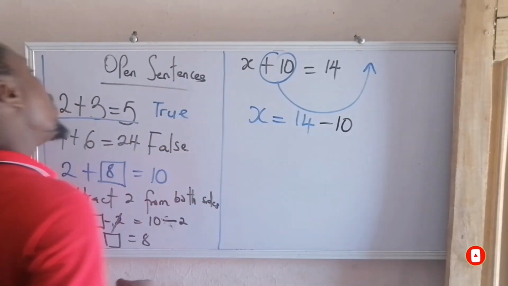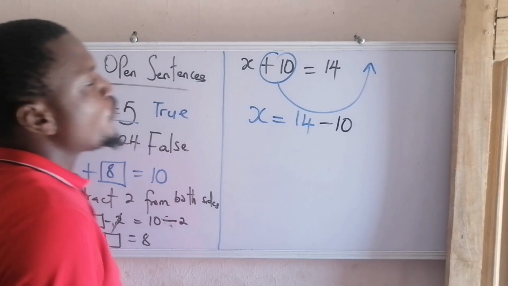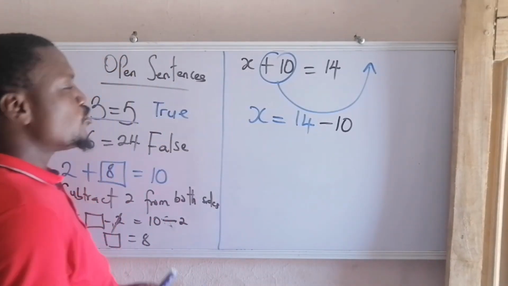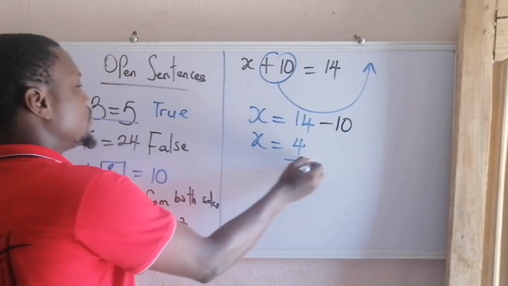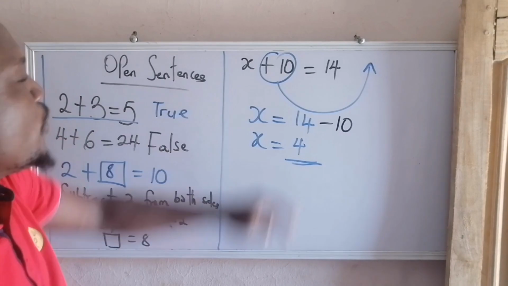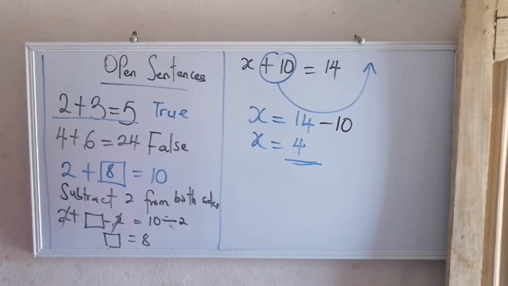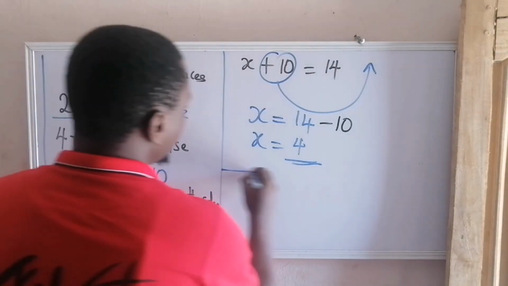Do not forget I said that. The opposite of addition is subtraction. So it's going to take the opposite form of addition, which is subtraction. And this will be x equals to 14 minus 10. I think that's 4. Can you see? So this means that 4 plus 10 will give us 14. That's true.